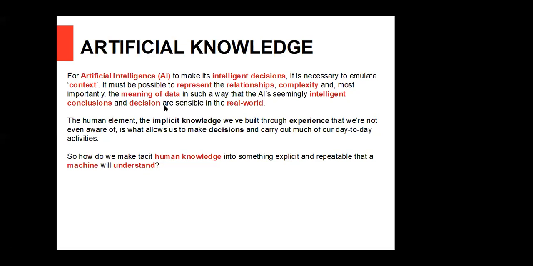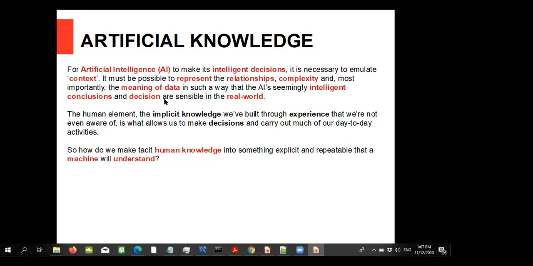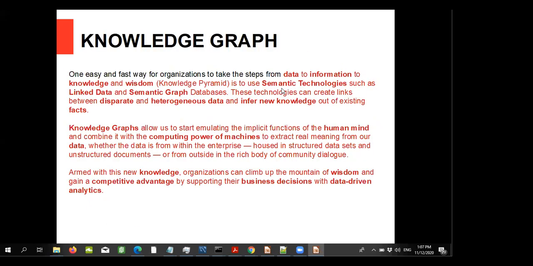The human element, the implicit knowledge we have built over time through experience that we are not even aware of, is what allows us to make decisions and carry out much of our day-to-day activities. So how do we make tacit human knowledge into something explicit and repeatable that a machine will understand? This is where we're going to now. How are we going to make human knowledge understandable by machines? That's intelligent. All right. So here we are. What brings us today? Knowledge graph.